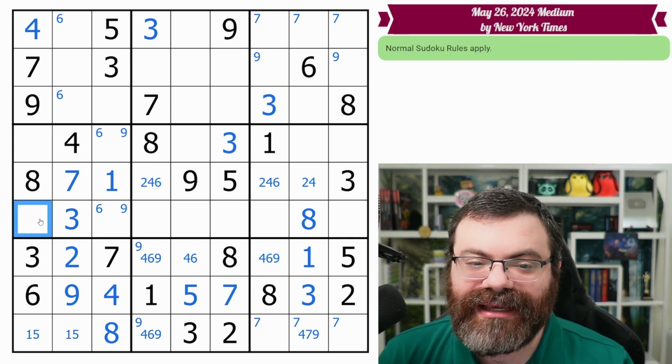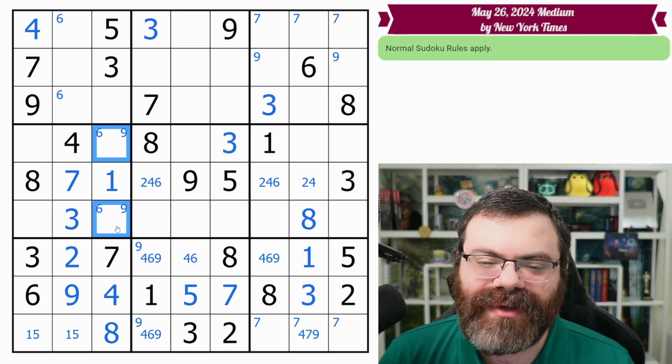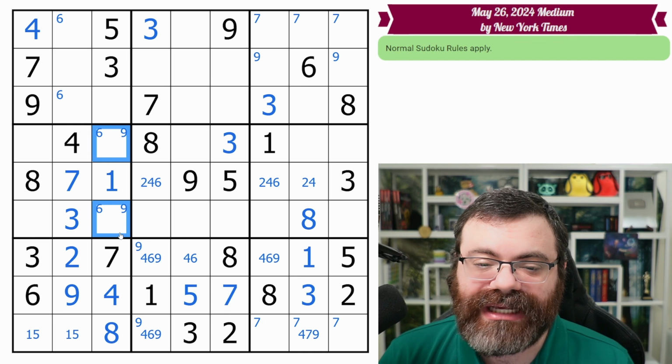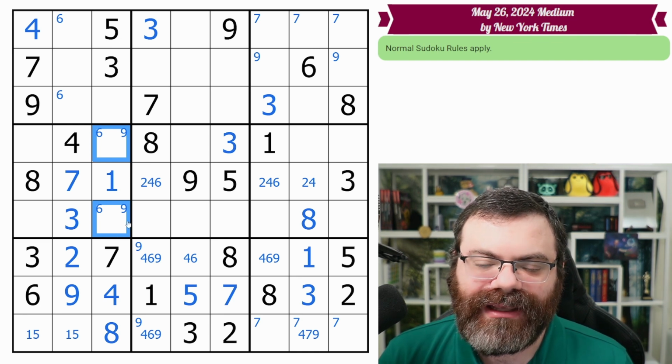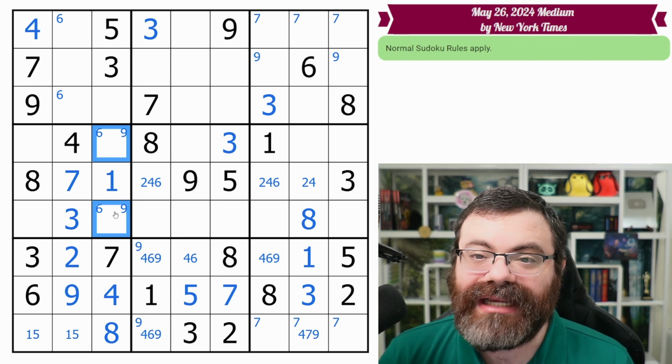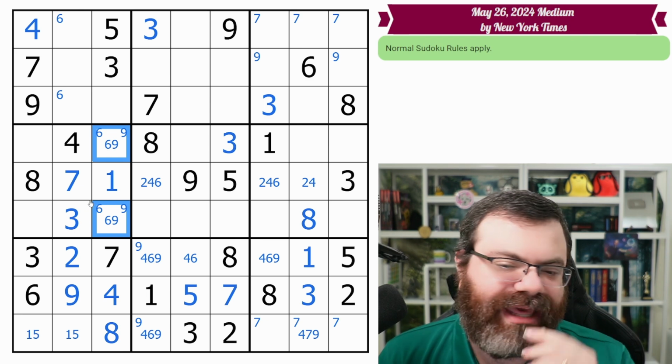This can't be 6 or 9. It can't be either of them. That's what our corner marks are telling us. They're exactly overlapping in and only in 2 cells. 2 digits, corner marked in exactly 2 cells. And so that means that these cells must end up 6 and 9 in some order. So we can use center marks for that.